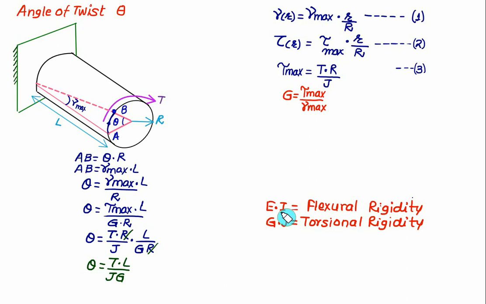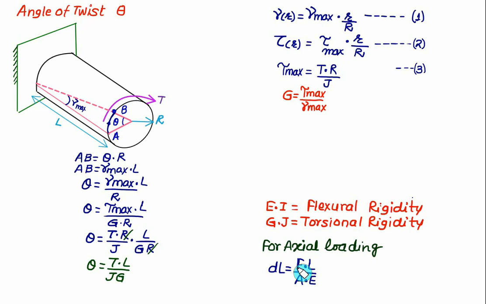The product of E into I is called flexural rigidity. Similarly, the product of G into J is called torsional rigidity. And if you recall the axial loading, in that case we have the deformation given as delta L equal to F into L divided by area divided by Young's modulus. Almost a symmetrical formula here. We have a torque here.